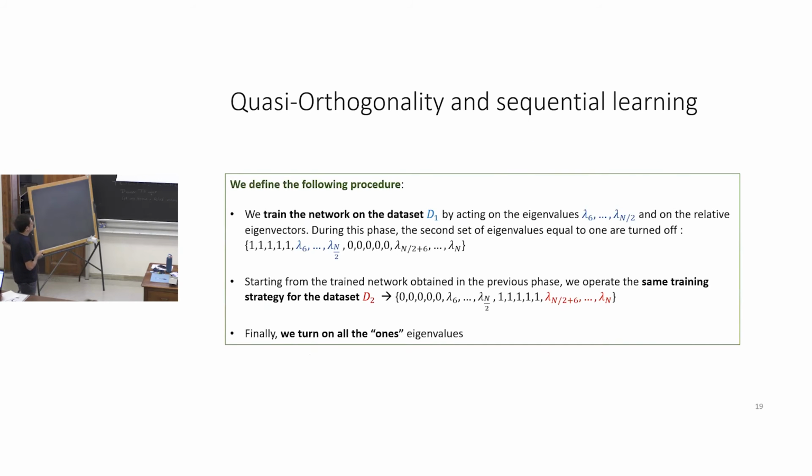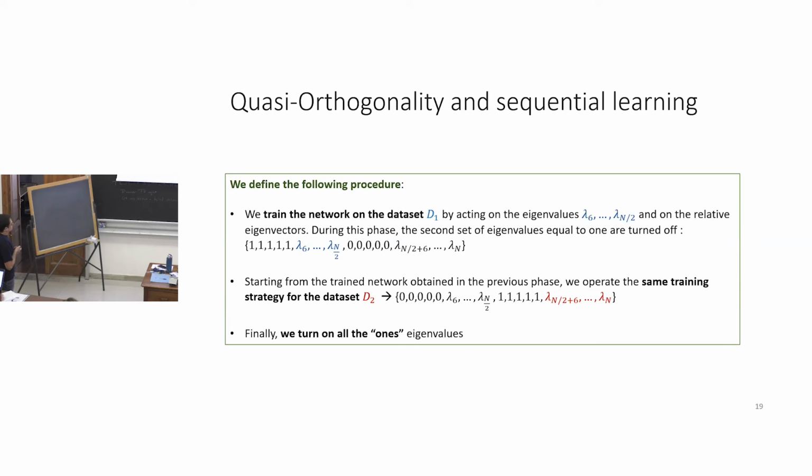Then we define this procedure. First, we train the network on the first data set by acting on the first set of trainable eigenvalues and on the relative eigenvectors. And during this phase, we turn off in a certain way the second set of eigenvalues equal to 1. So we fix them to 0. So this means that only a part of the memory is accessible to the dynamic.